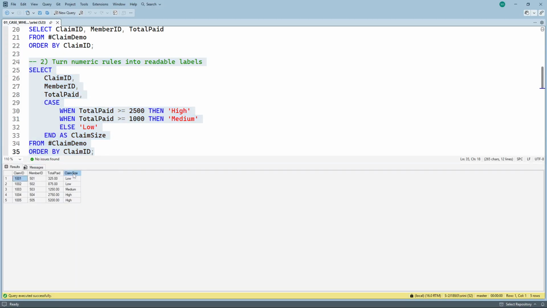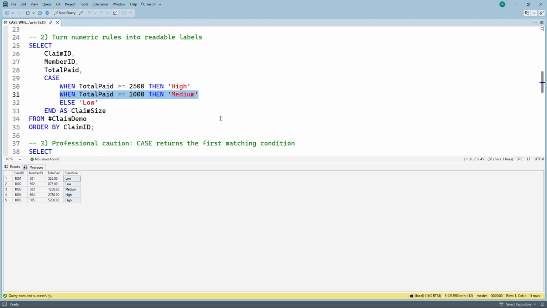Here are a few claim amounts. By themselves, these numbers are accurate, but not always report friendly. Now we add case. If total paid is at least 2500, call it high. If it is at least 1000, call it medium. Otherwise, call it low.